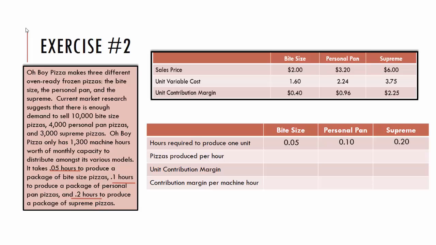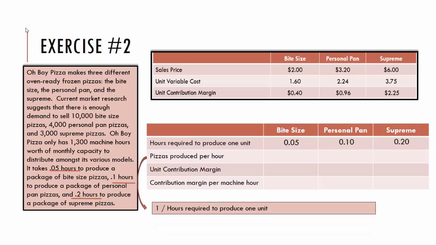And we can use that to figure out how many pizzas we can produce an hour. All we have to do for that is take 1 and divide it by our hours required to produce 1 unit. If it takes 0.05 hours to produce 1 package of bite-sized pizzas, we can make about 20 of them an hour. If it takes 1/10 of an hour to make a Personal Pan pizza, that means we can make 10 an hour. And if it takes 0.20 hours to make a package of Supreme pizzas, it means we can make 5 packages per hour.